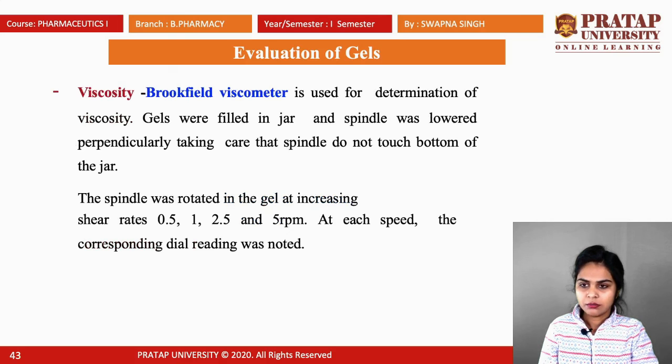So for measurement of viscosity, we can use a Brookfield viscometer. Gels are filled in a jar, and the spindle was lowered perpendicularly, taking care that the spindle does not touch the bottom of the jar. The spindle was rotated in the gel at increasing shear rates, like 0.5, then 1, then 2.5, and then 5 RPM. At each speed the corresponding dial reading was noted.